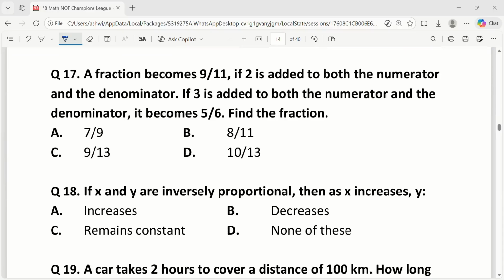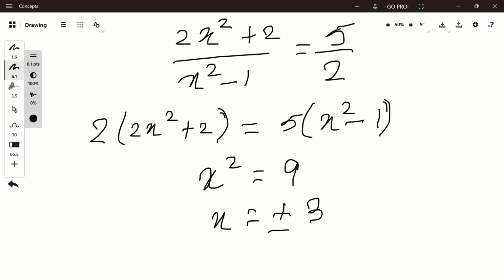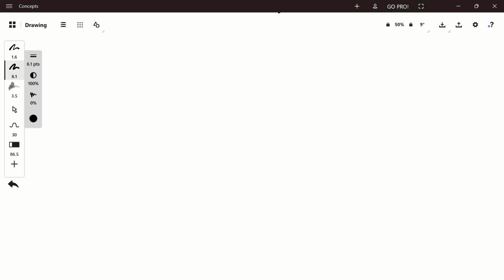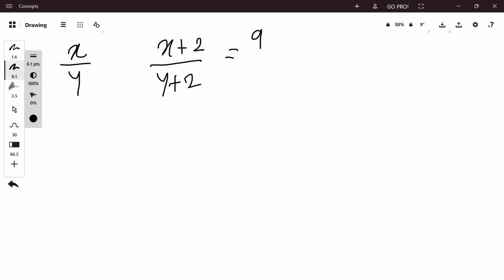Question 17. A fraction becomes 9 by 11 if 2 is added to both the numerator and the denominator. If 3 is added to both the numerator and the denominator, it becomes 5 by 6. Find the fraction. Let the fraction be represented by x upon y. From the problem description, we can form two equations, that is x plus 2 upon y plus 2 is equal to 9 by 11 and x plus 3 upon y plus 3 is equal to 5 by 6.